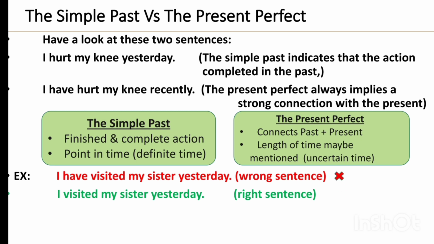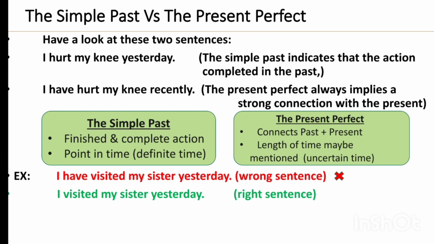I have visited my sister yesterday. That's a wrong sentence, because yesterday is a definite point of time. It means with the present perfect we cannot mention past time. So we cannot say, I have visited my sister yesterday. We have to say, I visited my sister yesterday. That is the right sentence.